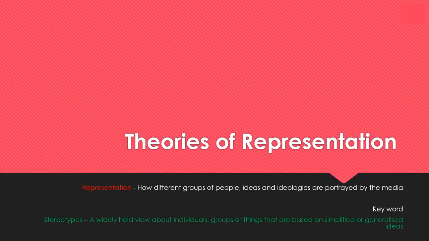Now we'll move on to the theories of representation. Representation is how different groups of people are portrayed in the media. And what we're going to look at as part of this is stereotypes. And a stereotype, if you're not sure what that means, is when you have a widely held view about a group of people.